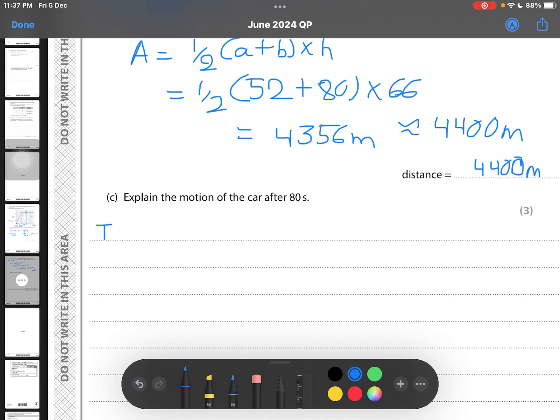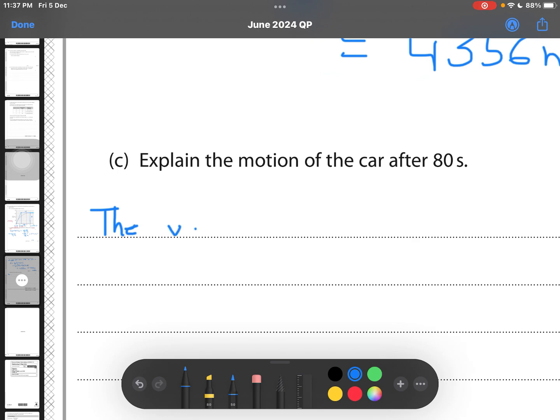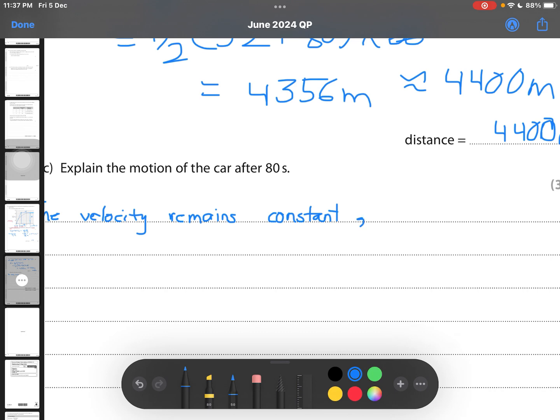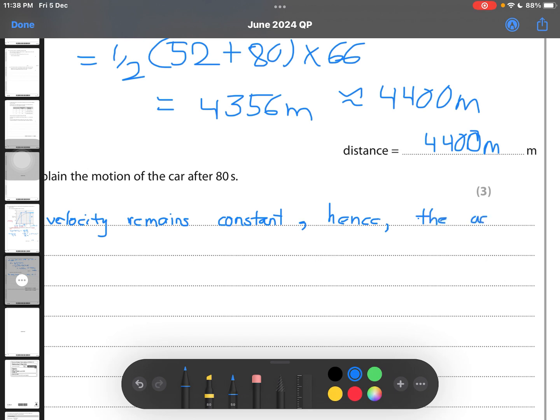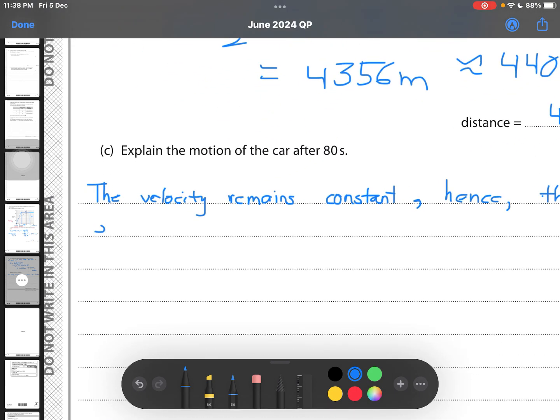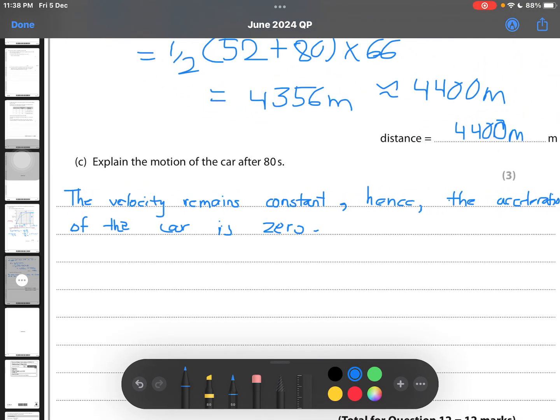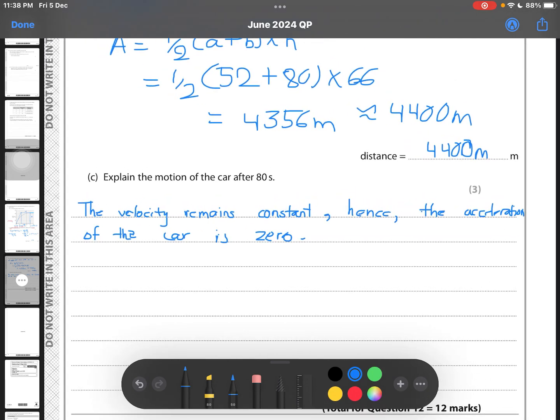So definitely we have to write the velocity remains constant, comma, hence the acceleration of the car is zero. Okay, so those are 2 points.